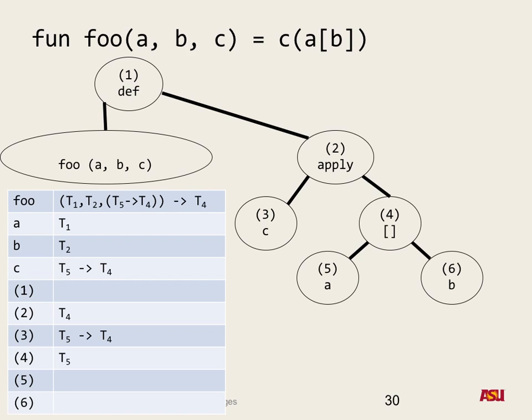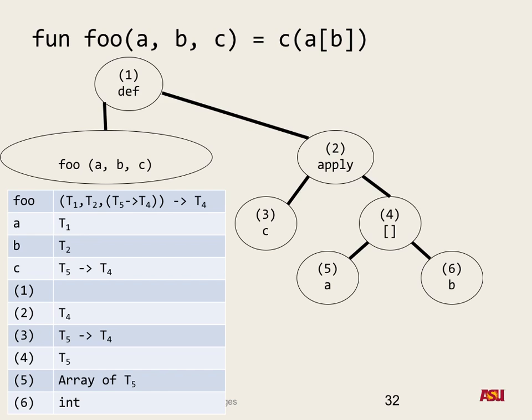Cool. So I've looked at node 3, then I look at node 4. And what does node 4 tell me about nodes 5 and 6? So what does it tell me about node 6? Got to be an int. What about node 5? It's an array of what? T5. It's an array of whatever node 4 is, and node 4 we know is type T5. So we know node 5 has to be array of T5. Node 6 has to be an int.